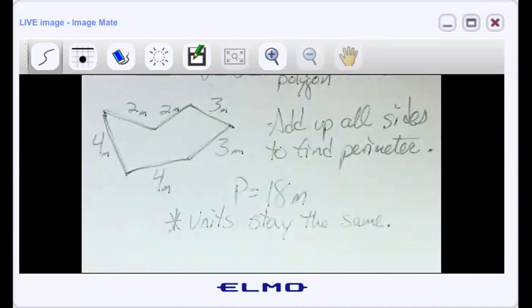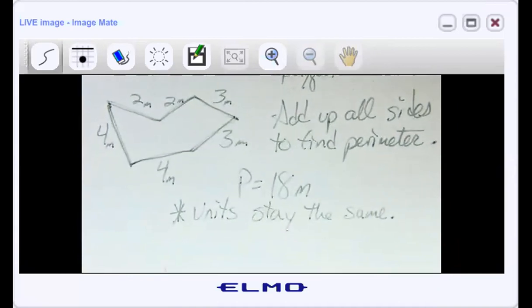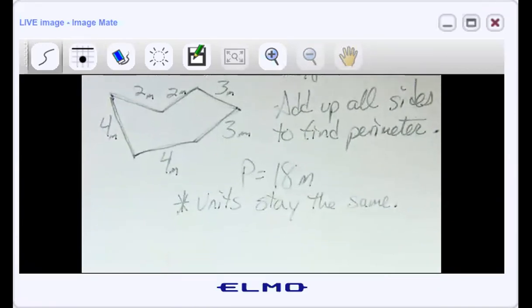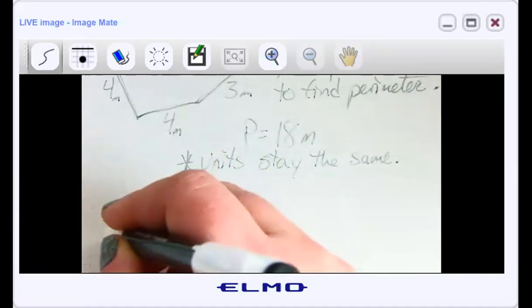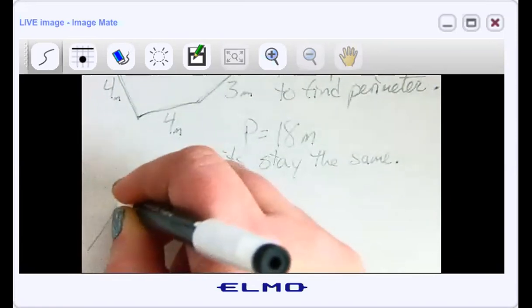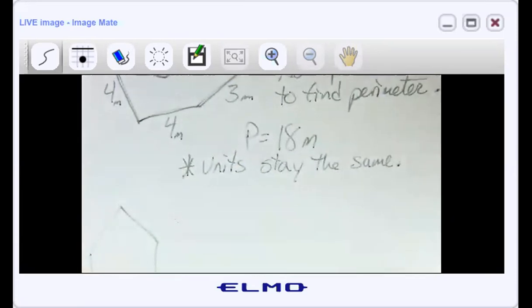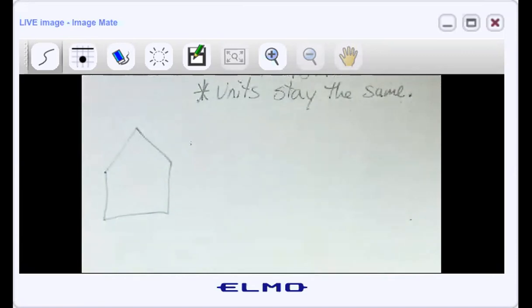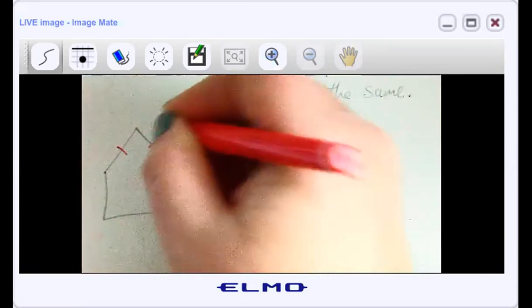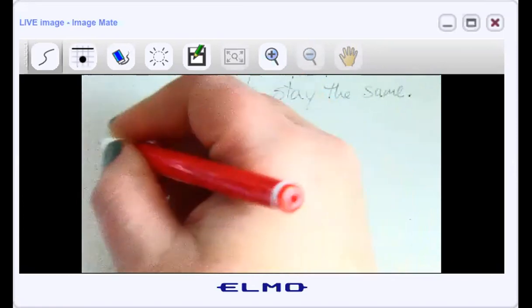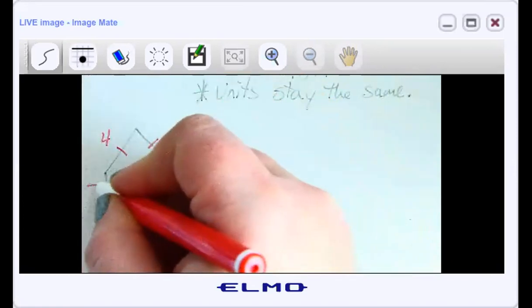Okay, one thing that I do want to bring your attention to, and this you may not have seen before, it's something that we call congruence marks. So let me just show you, I'm going to make another shape. How about something like this? And I'm going to come in here and I'm going to make some marks. And let's say this is 4 and this is 3.